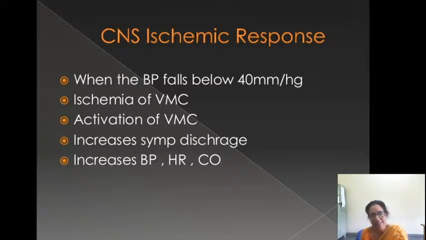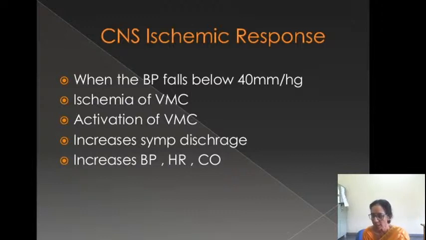So there will be increased sympathetic discharge from this vasomotor center, and it will bring back your blood pressure, heart rate, and the cardiac output. This is a very powerful mechanism. That's why it's also called the last ditch response. If this doesn't go well, the patient will not survive. So CNS ischemic response is a very powerful mechanism which will cause generalized vasoconstriction everywhere in the body. So, increased sympathetic discharge will increase your BP, heart rate, and the cardiac output.